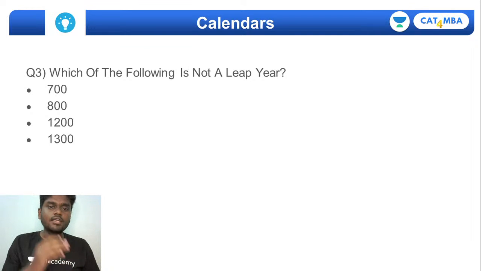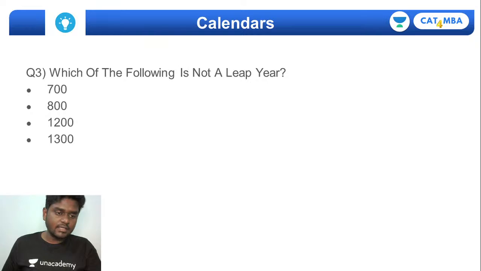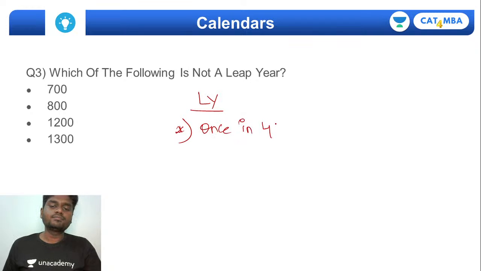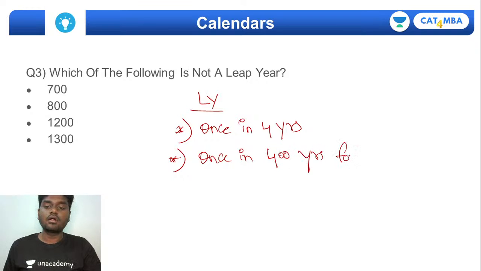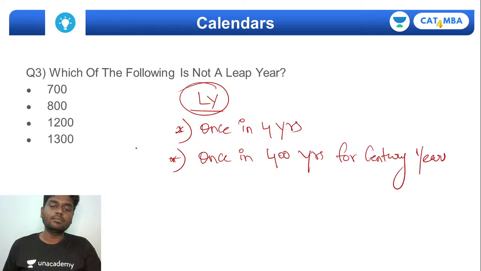How to do that? You know that already. I'll again try to recall this. If you take a leap year, what are the 2 valid points? A leap year, it happens once in 4 years for a normal year. And the second important point is once in 400 years, once in 400 years for century years. So these are the 2 important facts which you really need to remember when it comes to leap year.